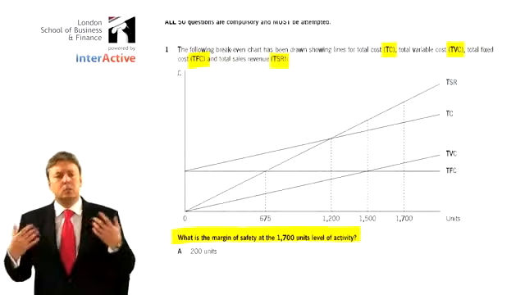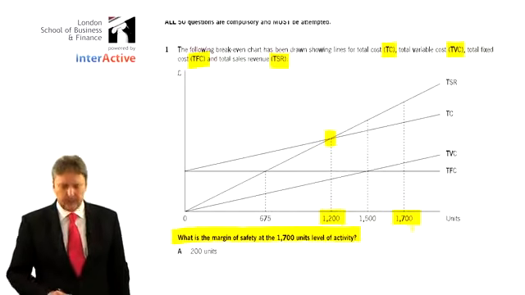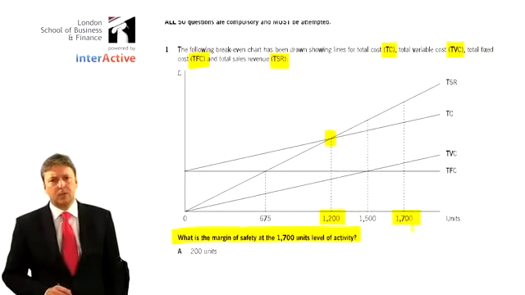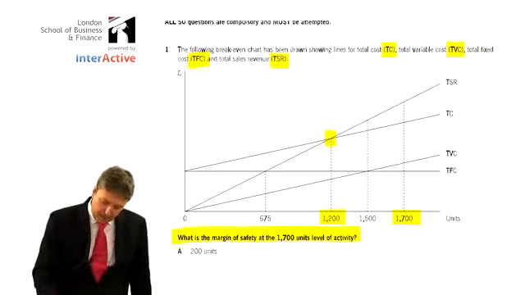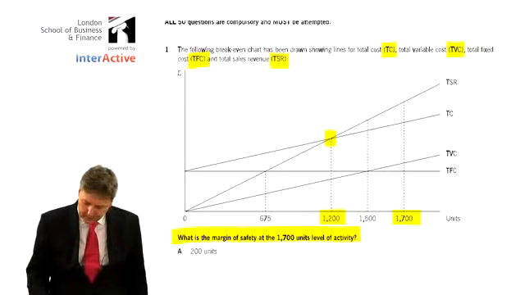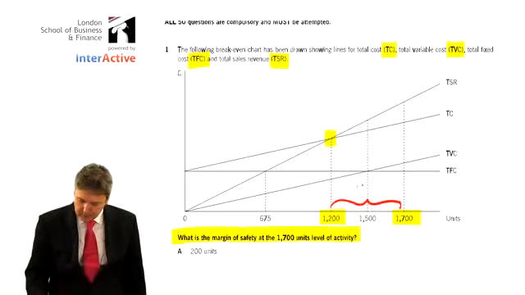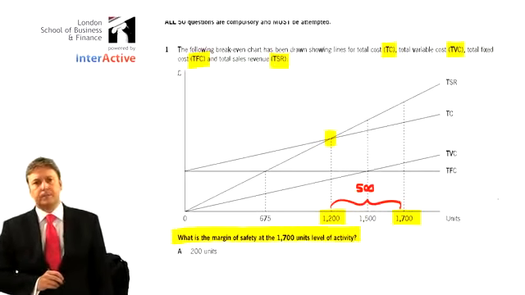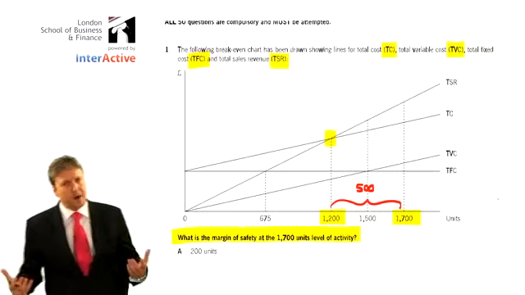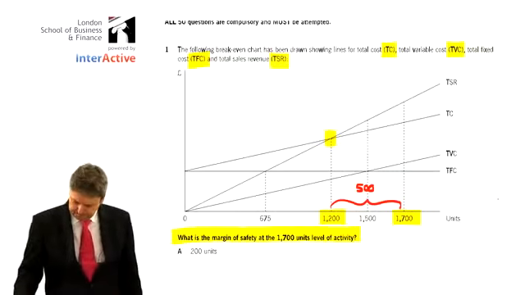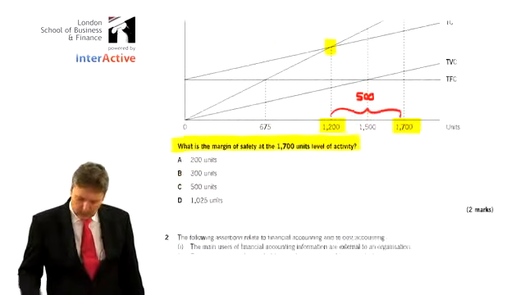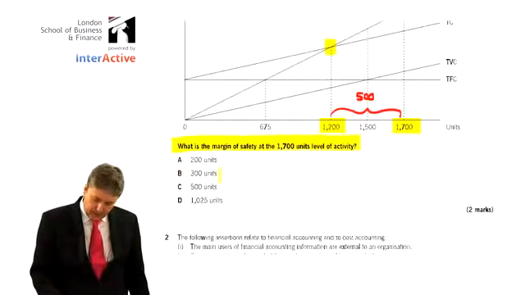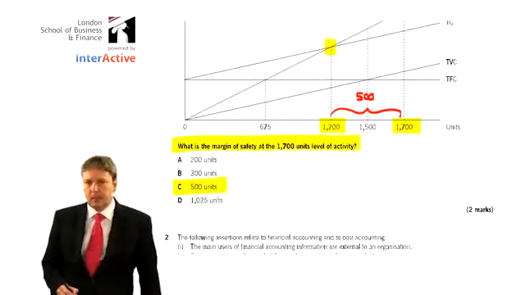We're told specifically the level of activity that we intend to use, 1,700. And therefore, a very nice and easy answer here, presumably the margin of safety is the difference between those two, of 500 units. So, a very nice question to begin with. We can immediately say that the answer is C.